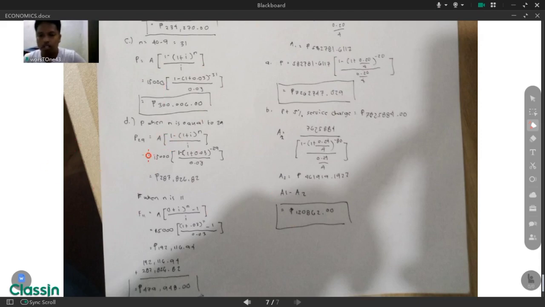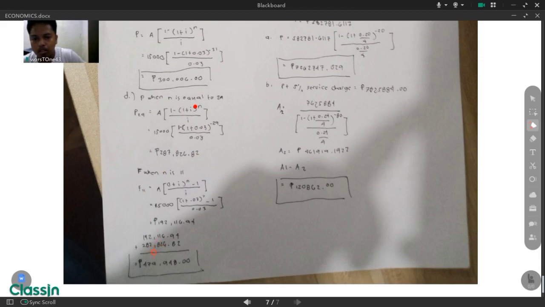Again we're solving for the present worth, so we'll be using negative exponents. So A is again 15,000, then 1 minus, following the formula, 1 plus i to the negative n. It's just a typographical error. Okay, we have 1 minus 1 plus 0.03 raised to the power of negative 29 over 0.03, which yields an answer of 286,826.62.